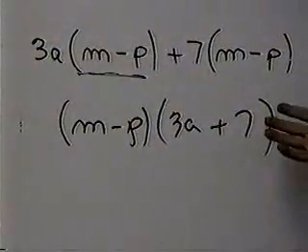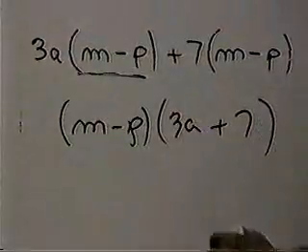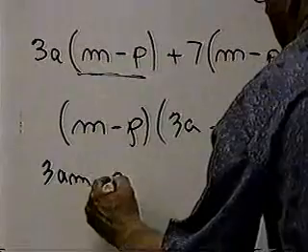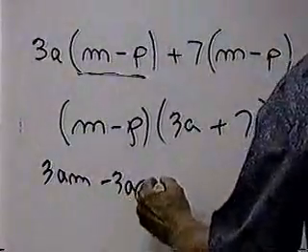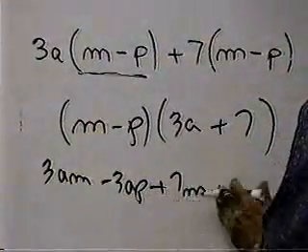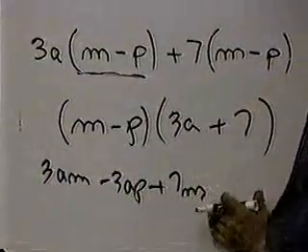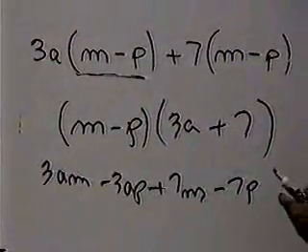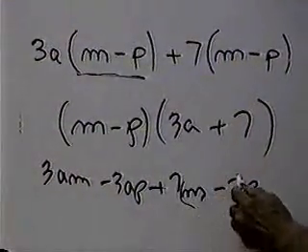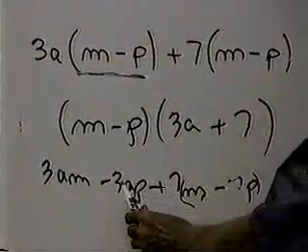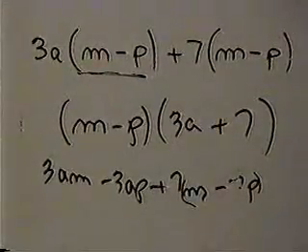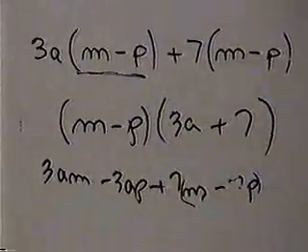This one is where you have 4 terms. A lot of times a problem like this will start out as 3am minus 3ap plus 7m minus 7p. Okay, you have that problem to start with. And what you'll do is factor out a 7 and get that, and factor out a 3a and get that, and then continue the factoring.